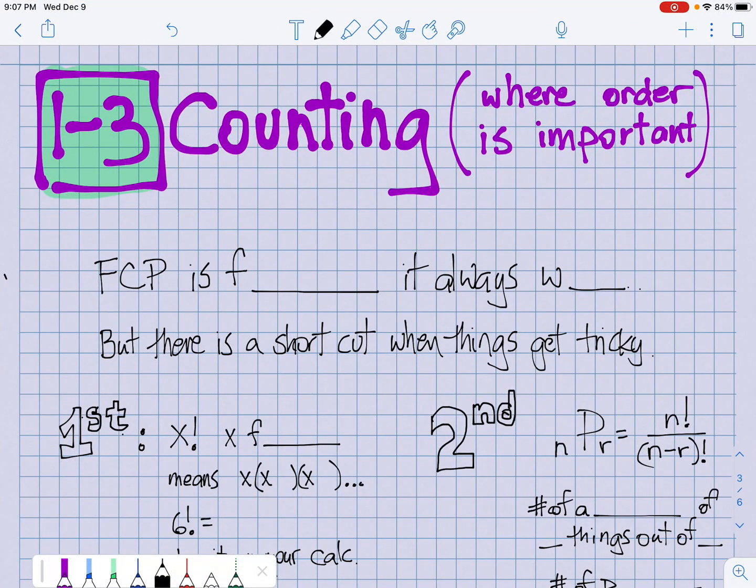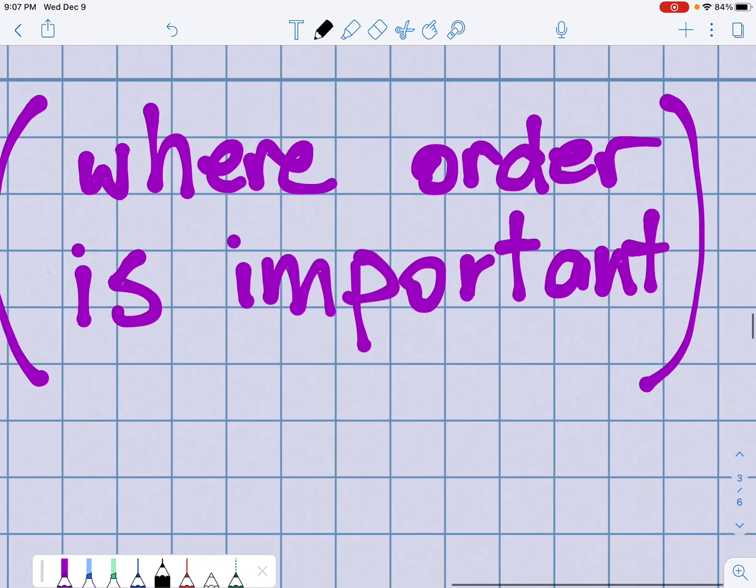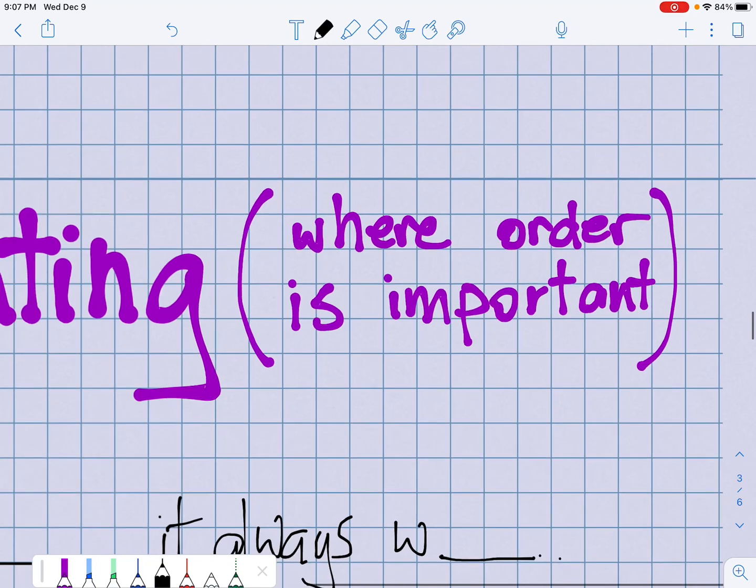All right, here we go, lesson 1-3. We are doing counting items again. This time we're paying attention where order is important. Sometimes things get really complex, and we're going to have to use a new idea called permutations or factorials.